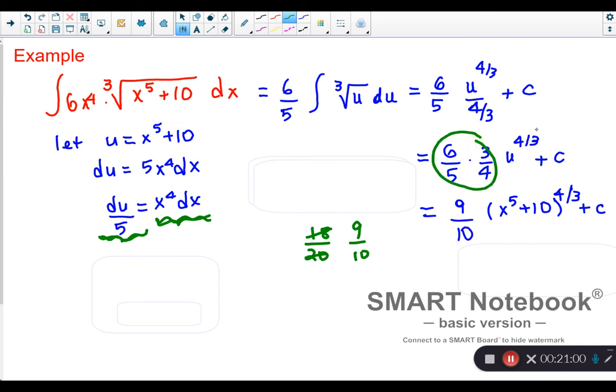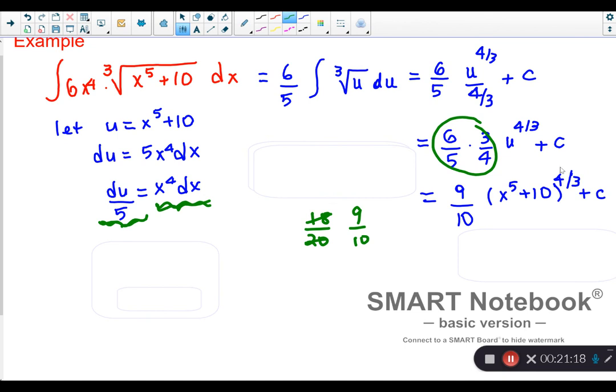Now you have u to the 4/3, and in that situation, don't forget u has to be replaced back. So u is x to the 5 plus 10 by putting it back in place. And don't forget the power of 4/3. We still have the plus c because we did not have limits of integration in this question. If we do have limits of integration, we will remember to keep it all the way till the last step, and only after the x is brought in, that's where we're going to draw the line, that's where we're going to evaluate it. So hopefully these examples gave you an idea about how to solve problems involving u substitution.